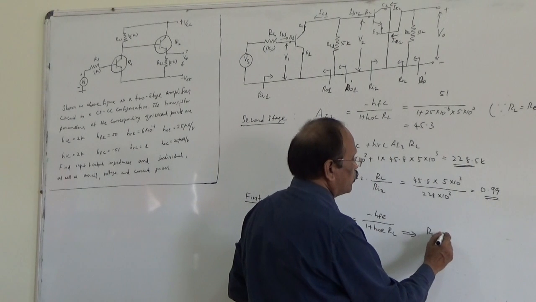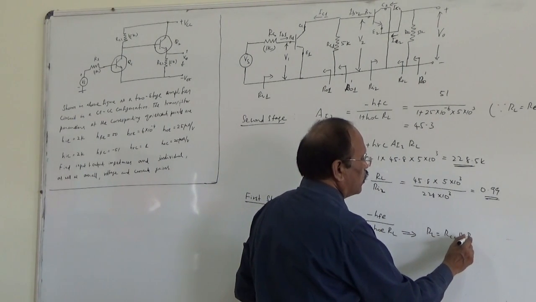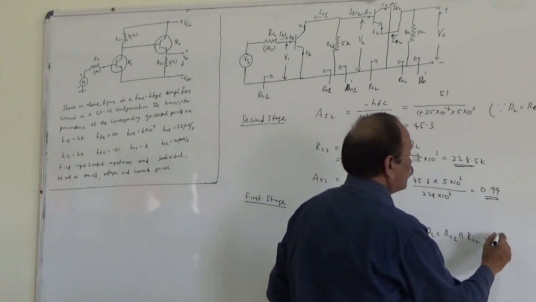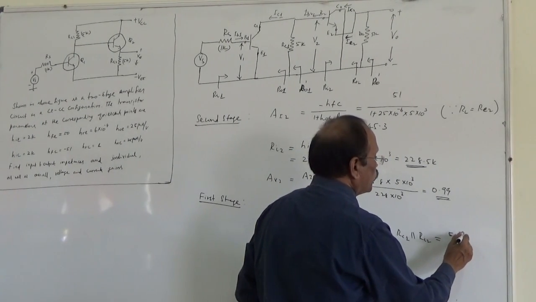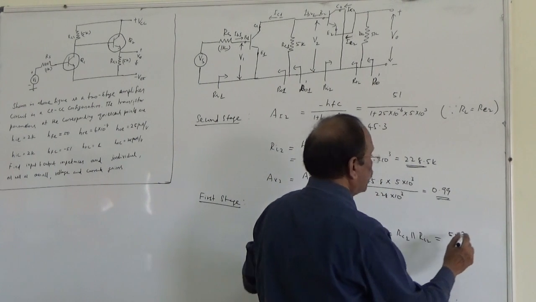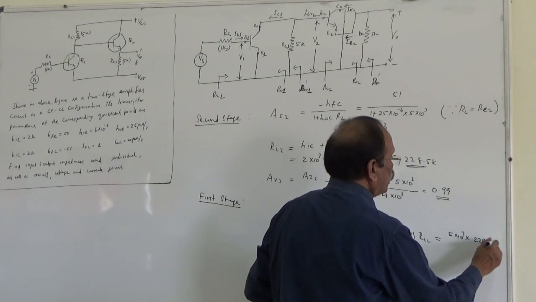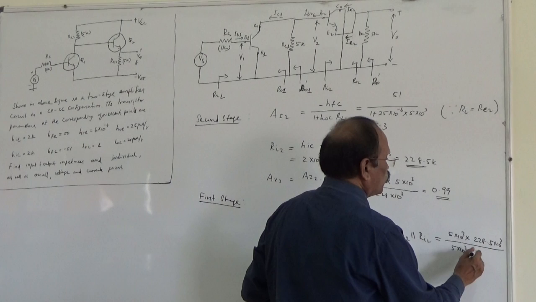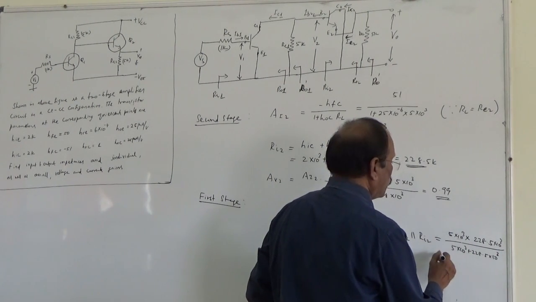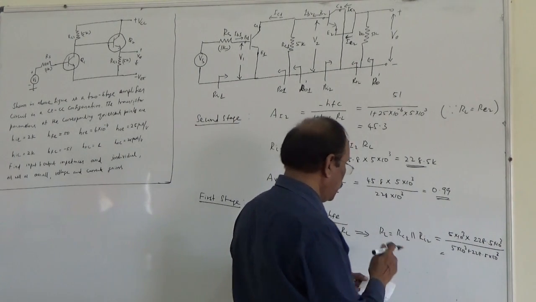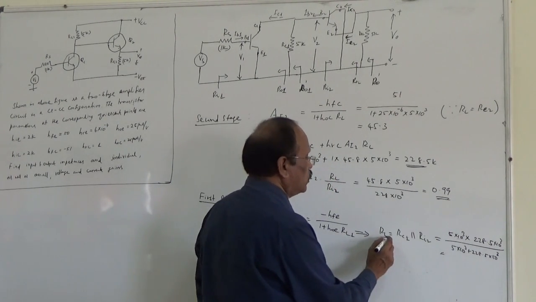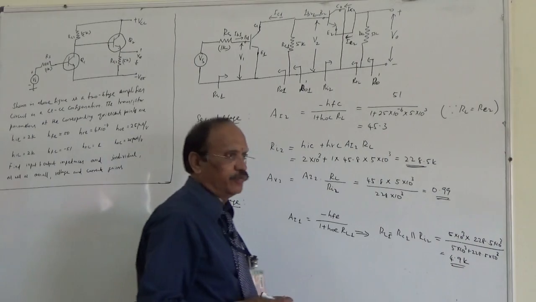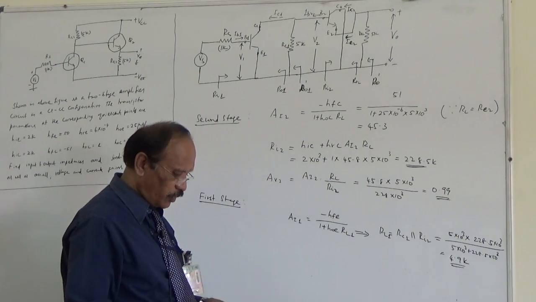RL is equal to RC1 parallel RI2. So that's equal to, RC1 is 5K, 5 into 10 power 3 into, then RI2 is 228.5K, 228.5 into 10 power 3, divided by 5 into 10 power 3 plus 228.5 into 10 power 3. So this value we can take as RL1 for the first stage. So that will be given as 4.9K.